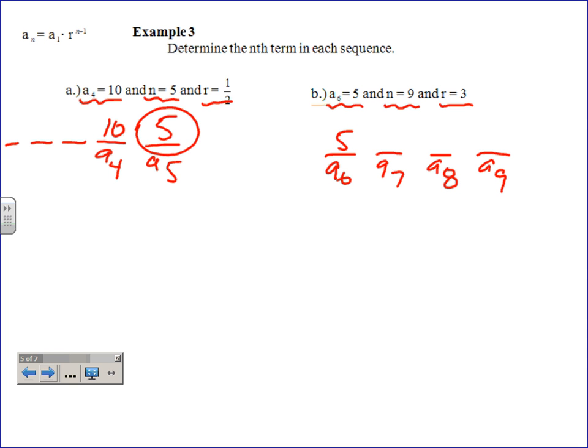So we go 5 times 3, well, that's 15. Times 3, what do we got there, is 45. And times 3 again is 135. So the 9th term is 135.